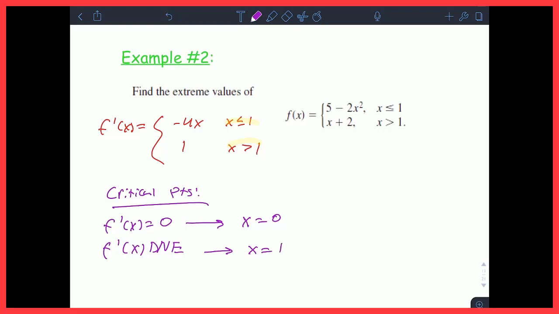The derivative not existing: x equals 1. Because if I plug a 1 into the top derivative, and I plug a 1 into the bottom derivative, I get -4 for the top, +1 for the bottom. Those are not equal. Therefore, the derivative does not exist at 1. Therefore, 1 is a critical point.